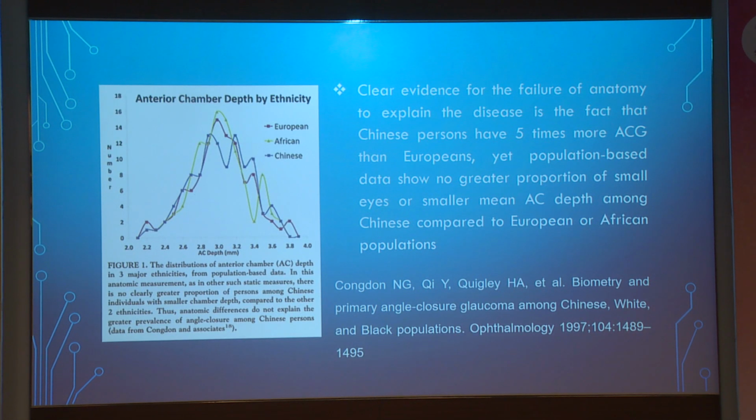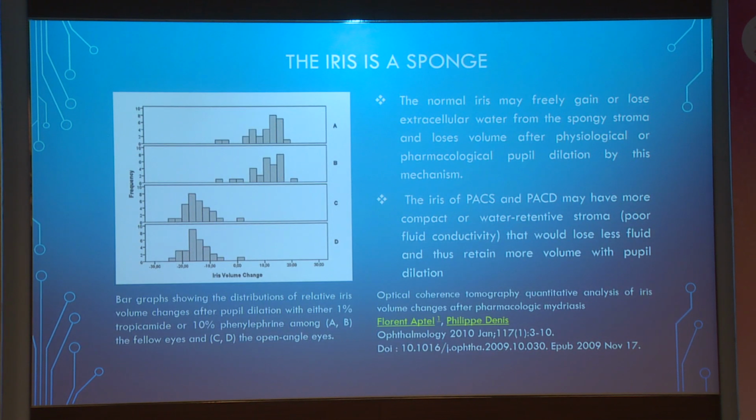Now, the fact that Chinese people have, say, more than 5 times more angle closure than Europeans, yet there's a beautiful study done by Congdon et al. which showed that in their population-based study, there was no greater proportion of small eyes or smaller mean anterior chamber depth when compared to the European or the African population. The graph here shows the anterior chamber depth in the 3 ethnicities. So we actually need to look beyond anatomy. So what is that beyond anatomy?